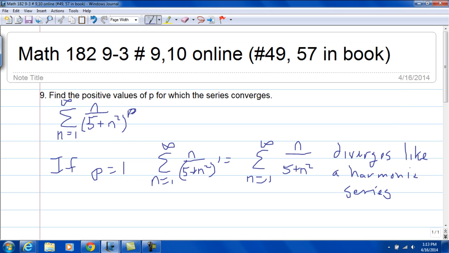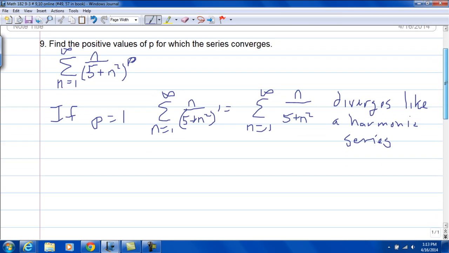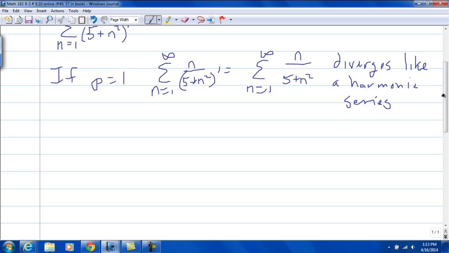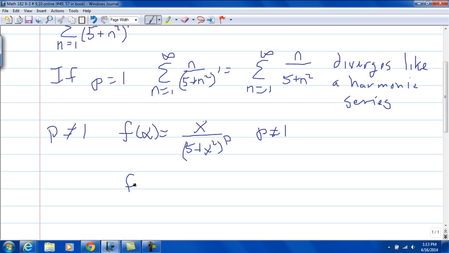Okay. Now, the other case to look at is, what about the rest of it when p is not 1? Well, our f of x is just basically x over 5 plus x squared to the p power. Again, p not equal to 1. And our first derivative is going to be what?